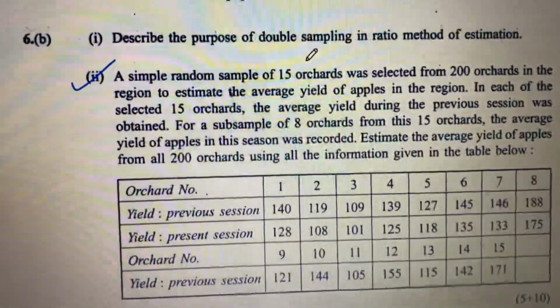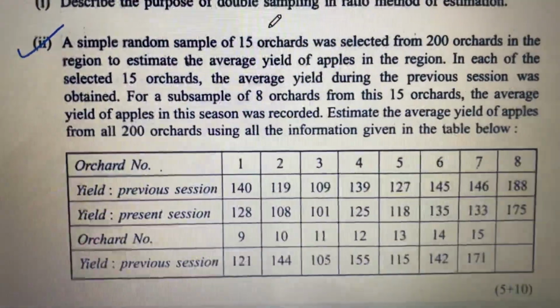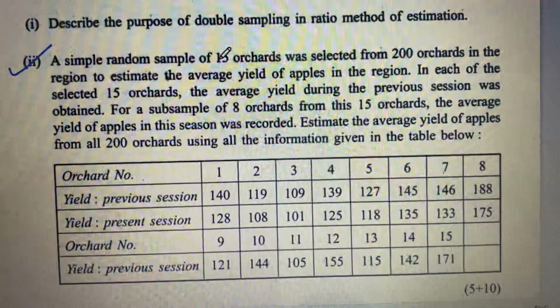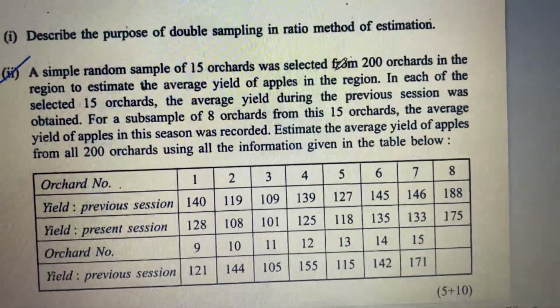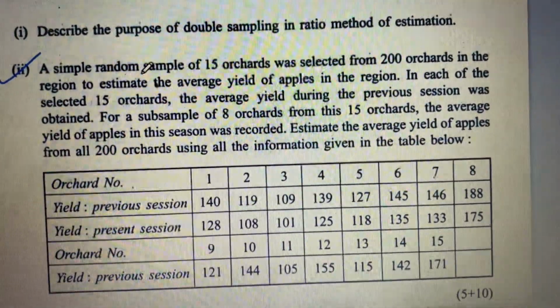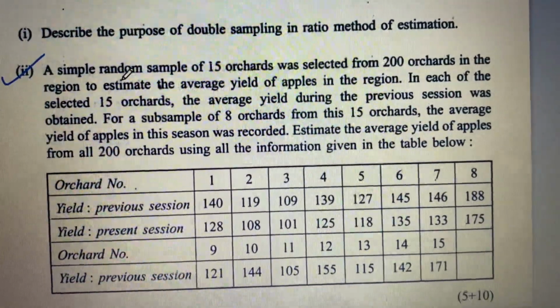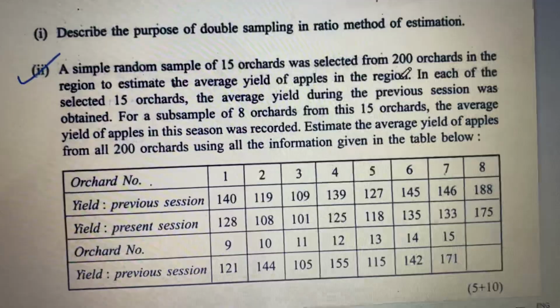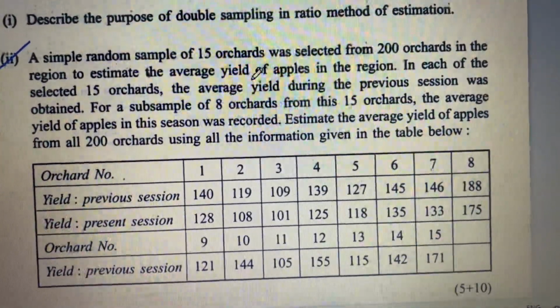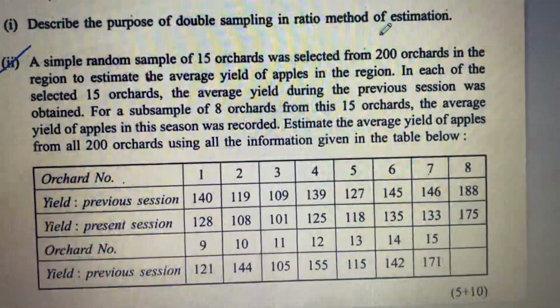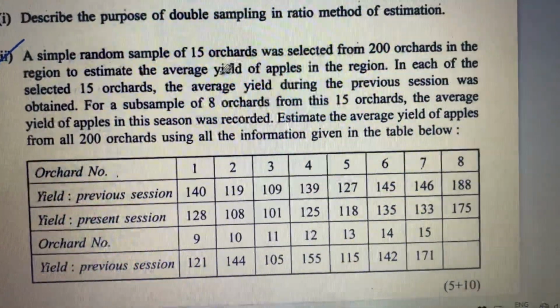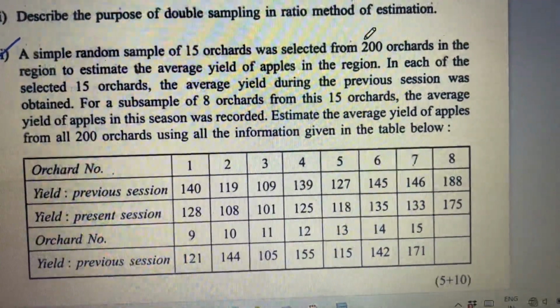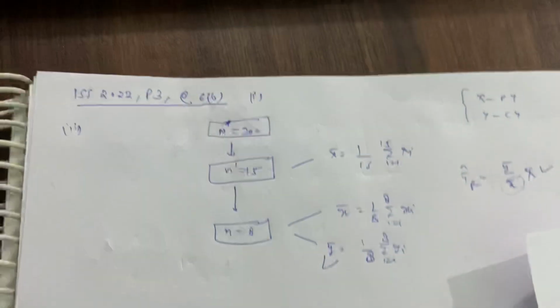So look at the question. A sample of 15 orchards was selected from 200 orchards in the region to estimate the average yield of the apples in the region. So we want to estimate the average yield of the apples. For that, 15 orchards are selected from 200 orchards. So we are given the following information.